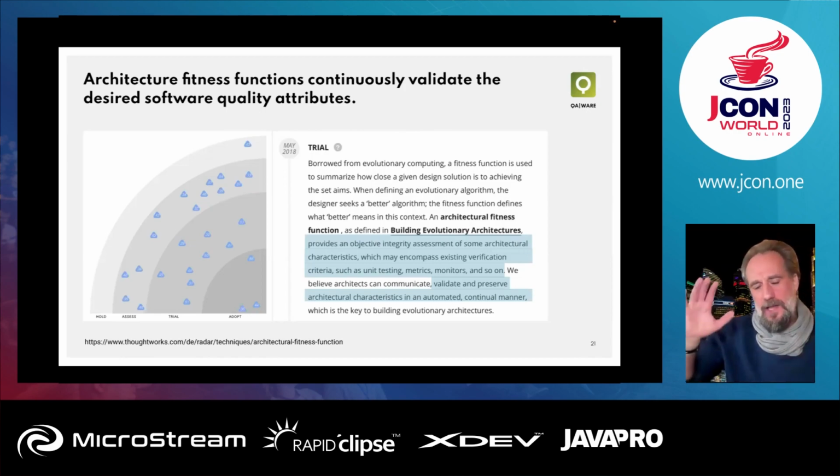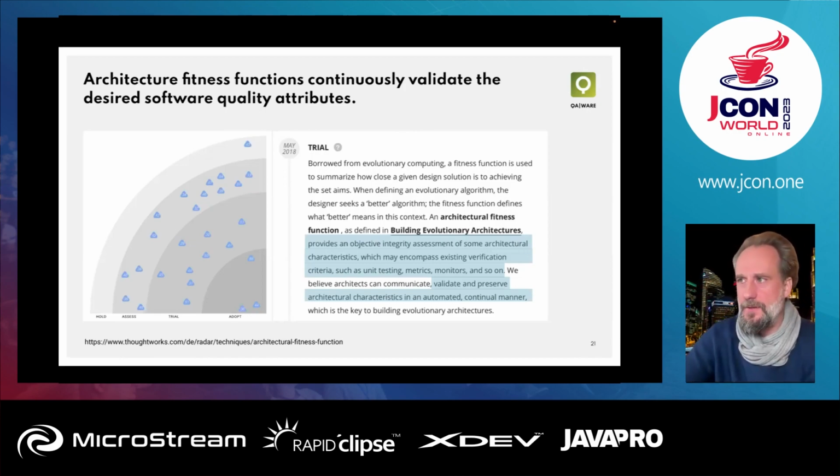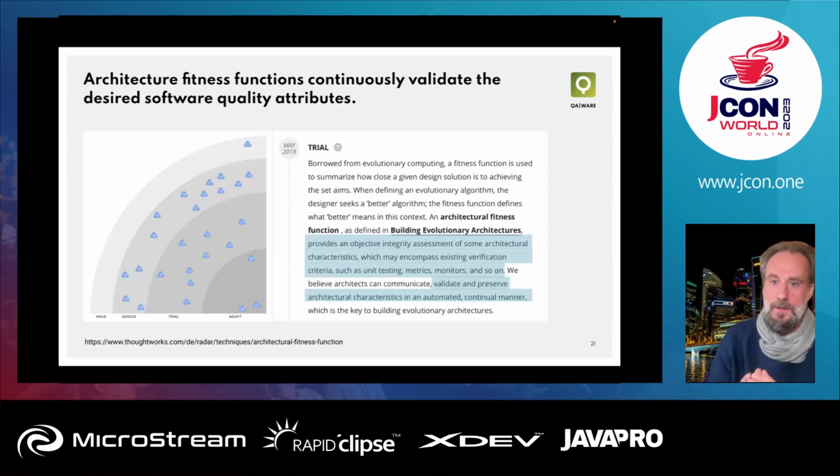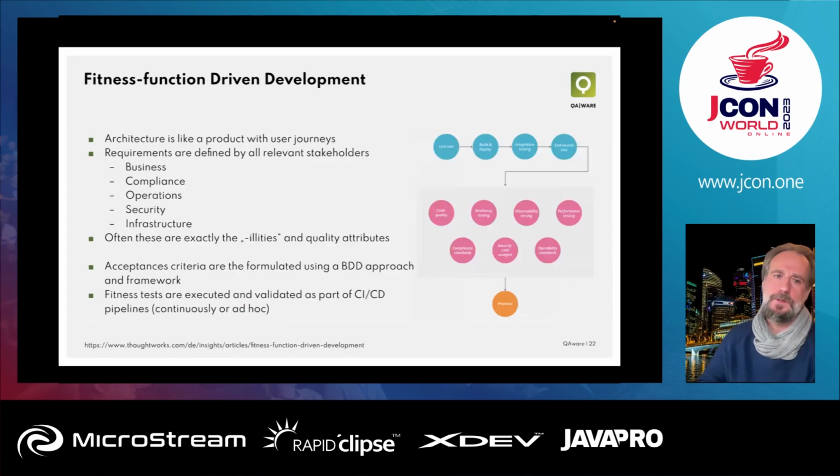Having that large-scale setting, it's pretty easy to lose track of all these KPIs and metrics and all these dashboards you have. So how can we assess the architectural and quality characteristics of the whole team and verify the criteria, such as unit testing, metrics, monitoring, security attributes, whatever you think of? We want to continuously validate those quality characteristics of our system.